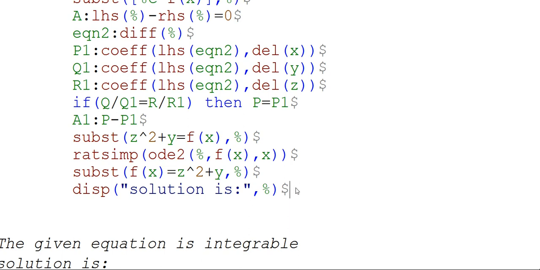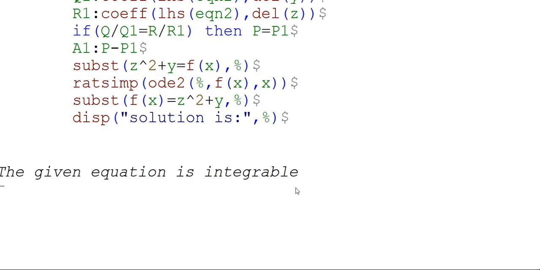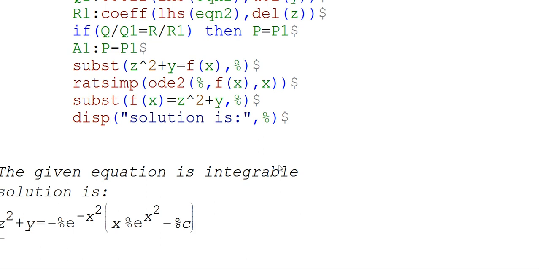So when we execute this using the shift enter button, I am getting the output that the given equation is integrable and the solution is y plus z square is equal to minus e power minus x square into x e power minus x square minus c. This will become the solution of the given equation.